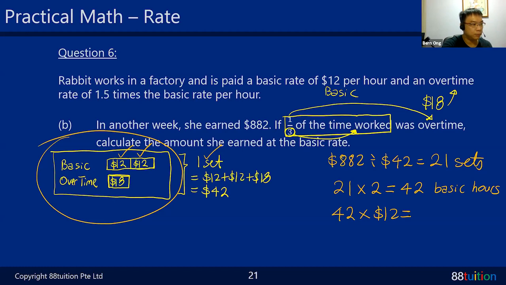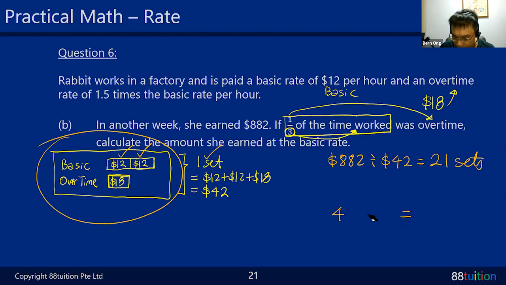Did I calculate wrongly? Wait. She earned at a basic rate. Wait, down here got a problem already. Sorry, my fault. These 21 sets, right? Yeah, these 21 sets. The answer is 504. Jethro, you're right. I'm sorry.